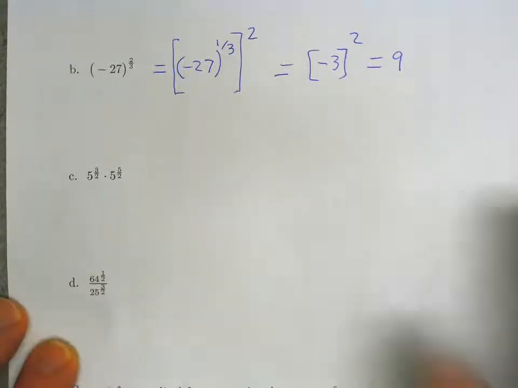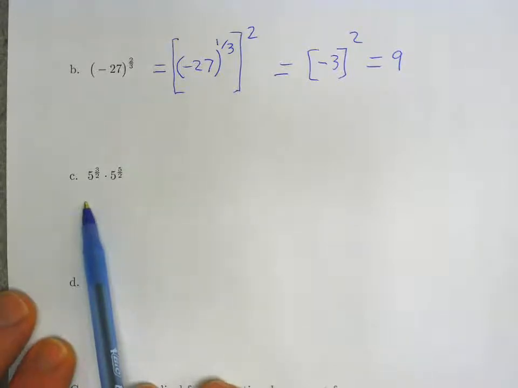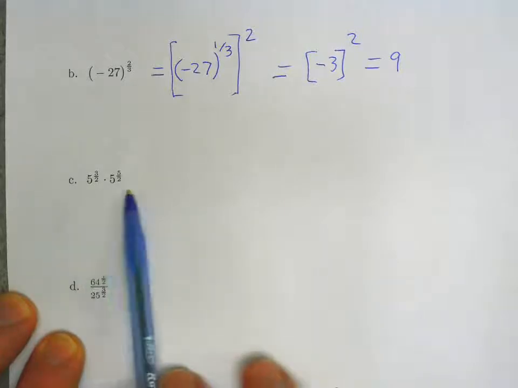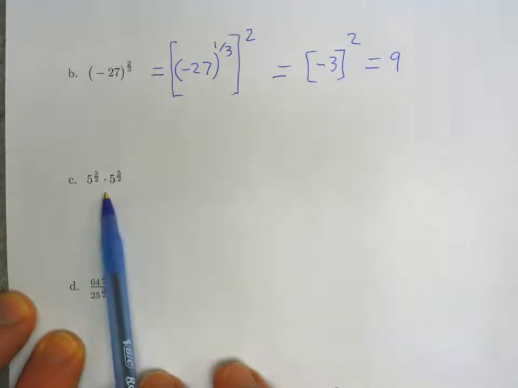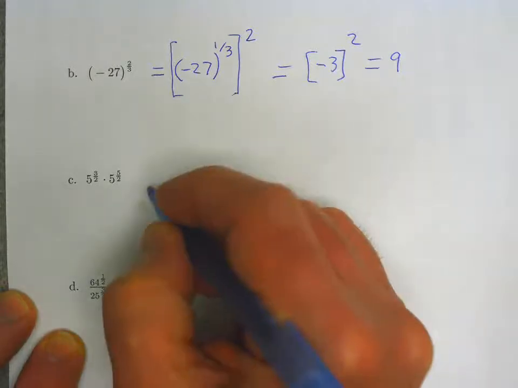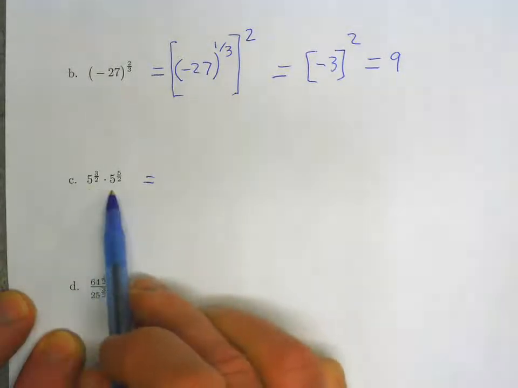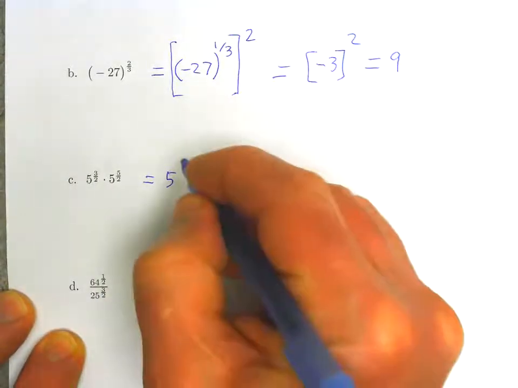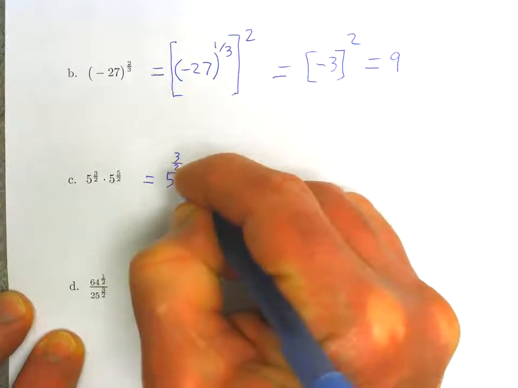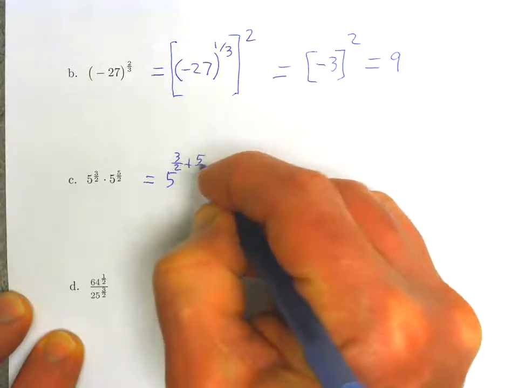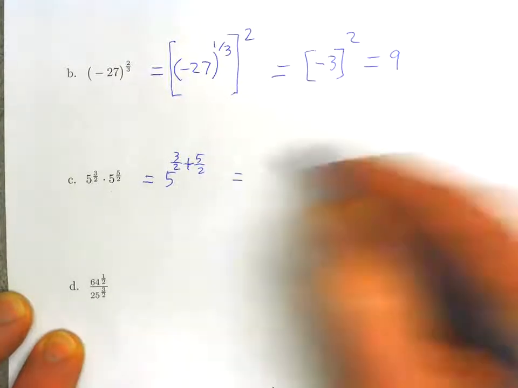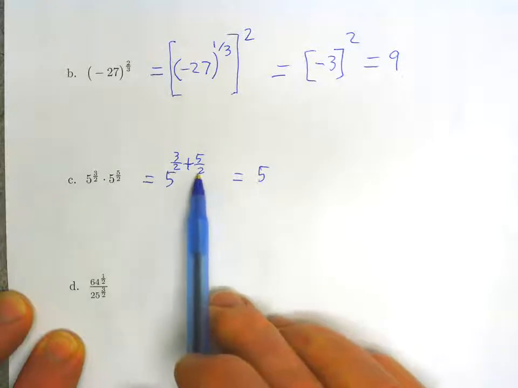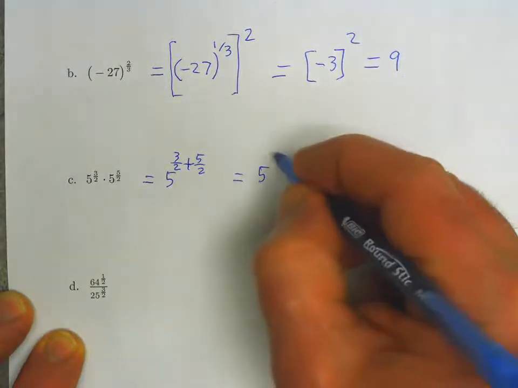Okay, in the next example, we have 5 to the 3/2 times 5 to the 5/2. And we apply one of those properties from section 5.2 earlier this semester. Since the base numbers are the same and we're multiplying, we can write the base, and then for the exponent, we add the exponents. So the exponent is 3/2 plus 5/2. And 3/2 plus 5/2, that's nice. We already have a common denominator. 3/2 plus 5/2 is 8/2.